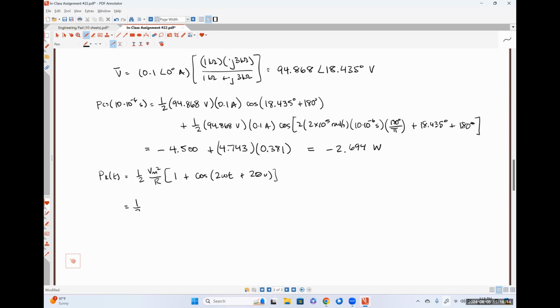So that's going to be 1/2 times that 94.868 volts quantity squared divided by 1 kiloohm times a factor of 1 plus cosine of 4. Actually, let me write it the same way I did a moment ago. Twice 2 times 10 to the 5 radians per second, 10 times 10 to the minus 6 seconds, 180 degrees over pi plus 2 times 18.435 degrees.